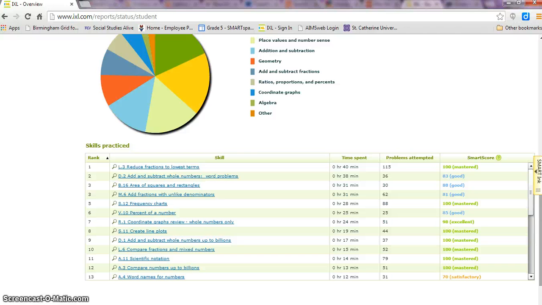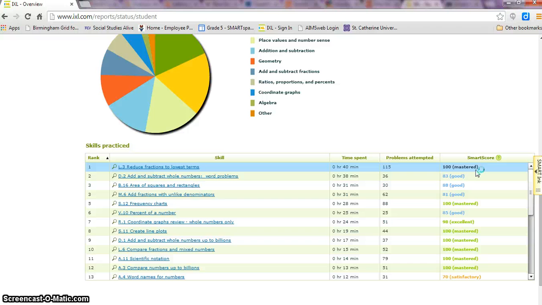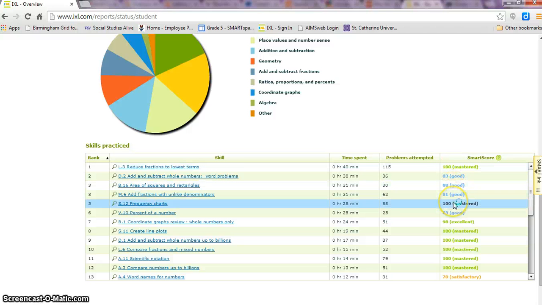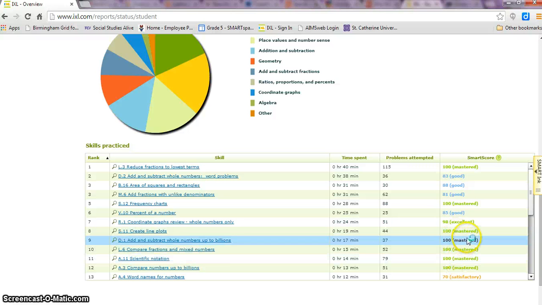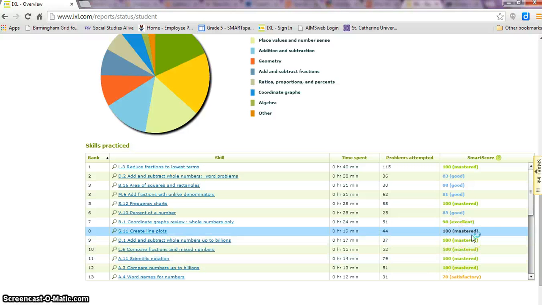A SMART score of 100 means the student has mastered the skill. What we're hoping is that it doesn't take a whole lot of problems to get to that mastered level. As you can see over here, the problems attempted are in the 30s, 40s, 50s, and 70s. That is great. As students answer questions correctly, their SMART score goes up.